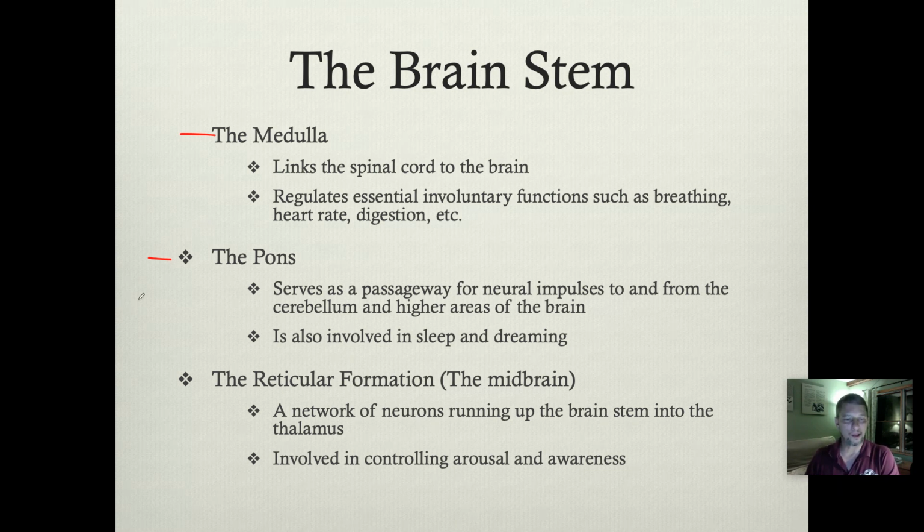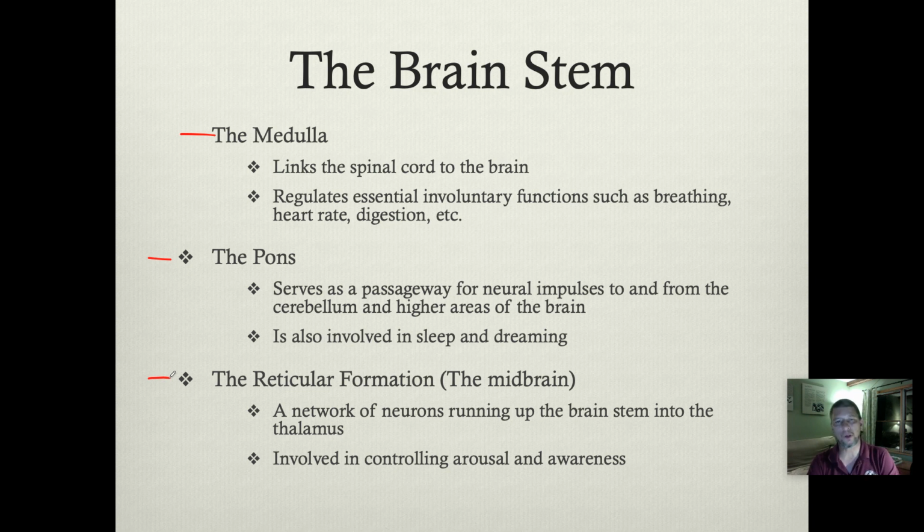And then finally, the reticular formation, which is described here and also called the midbrain, is a network of neurons that runs up the brain stem into a portion called the thalamus. We'll get to that a little bit later on. This is involved in controlling arousal and awareness.